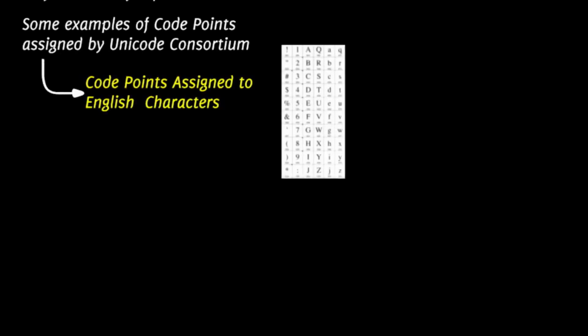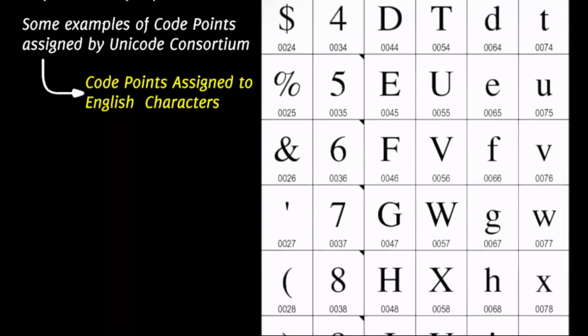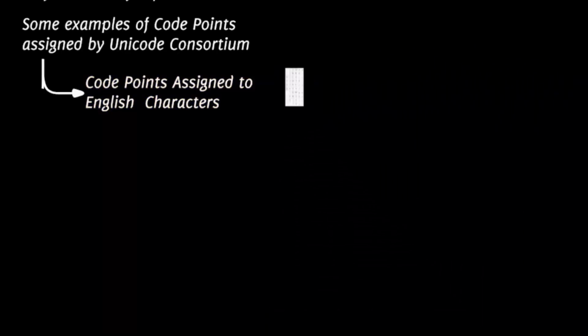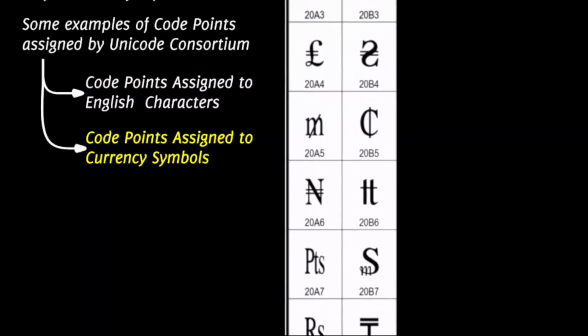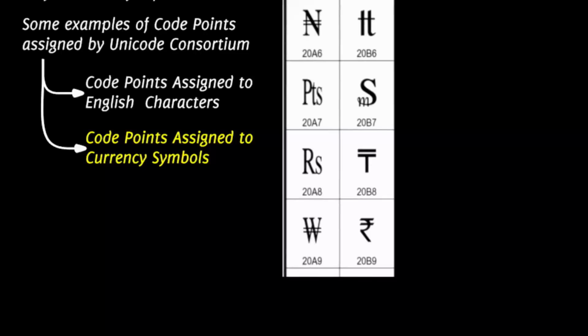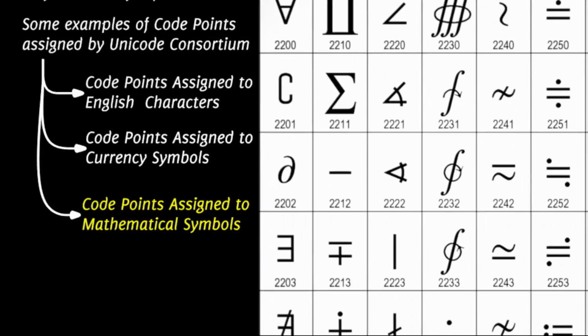Let us now see some examples of code points assigned to English characters and symbols. The number which you see below each symbol is the code point assigned to that symbol. If you are familiar with ASCII codes, you can see that the code points are exactly the same as the ASCII codes. Let us now see some examples of code points assigned to currency symbols. Again, below each symbol, you can see the code point of that symbol. These are code points of some mathematical symbols.